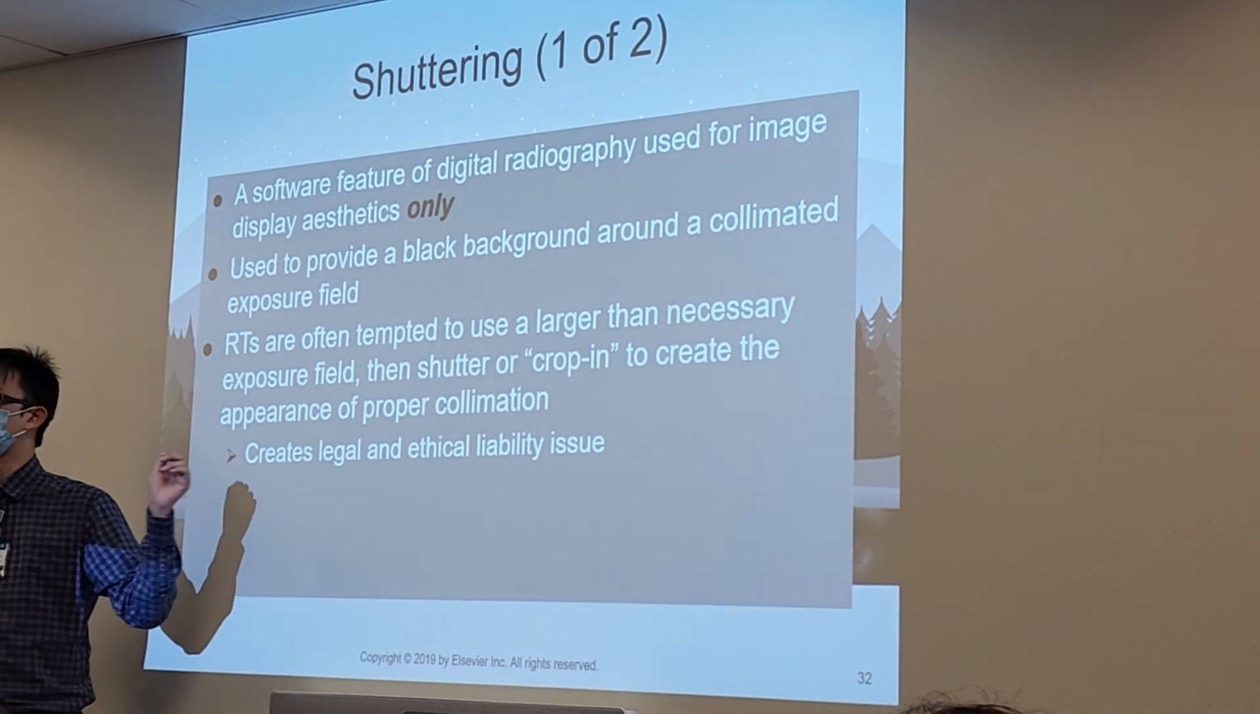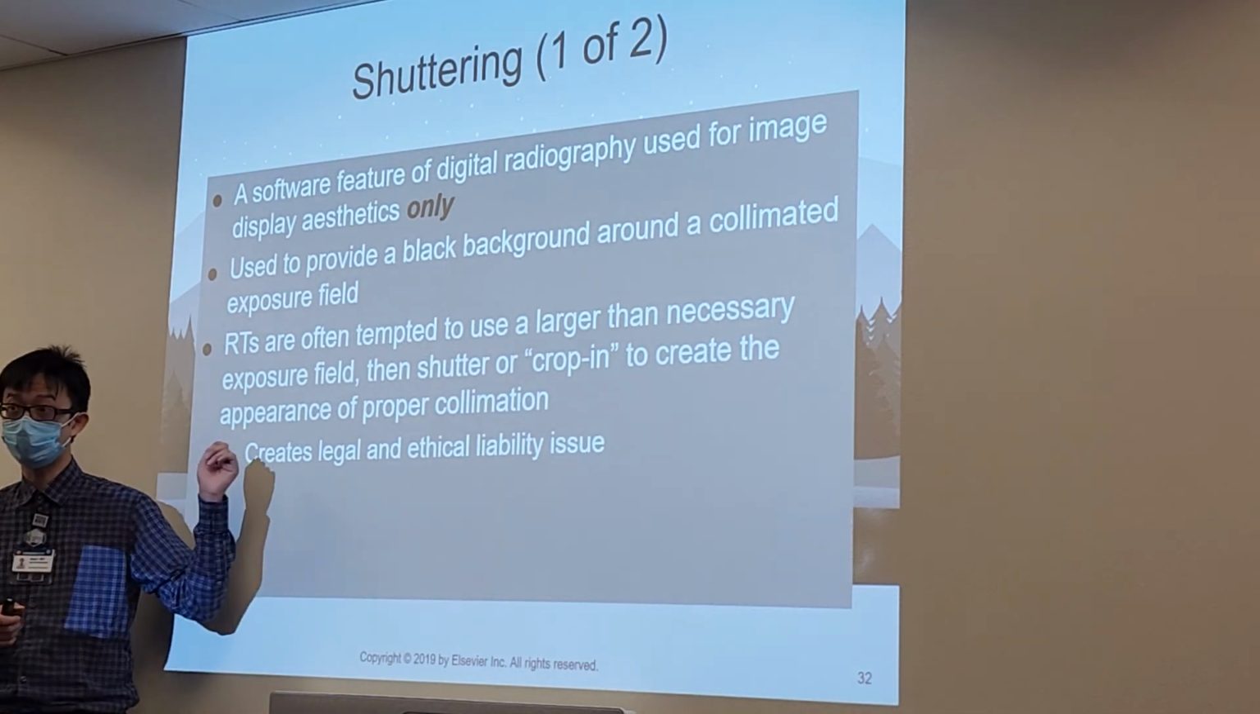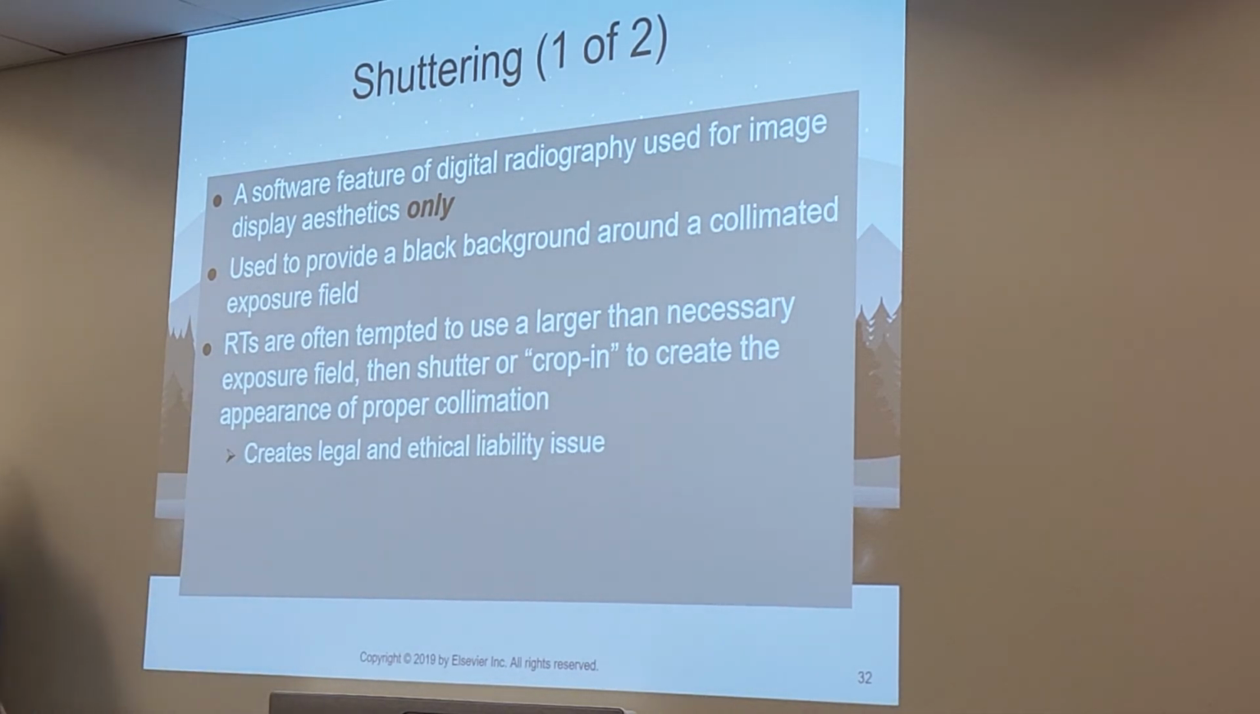In addition, there is a danger to shuttering. Let's say that you now shutter. You have basically deleted information from your picture. So now the question is, did you shutter because the collimation was bad, or did you shutter because you're trying to hide something from me? Are you hiding a mistake that you made in the image? So it does create legal issues, it does create ethical issues. So do try to avoid shuttering. How do you do that? Just use proper collimation from the very beginning.